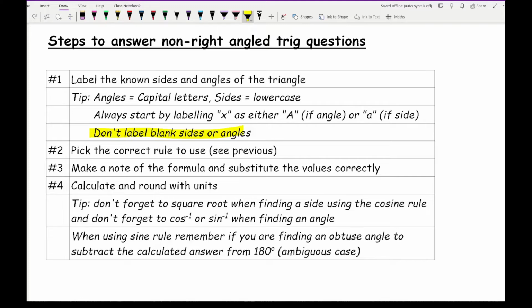And the 4th step is then to calculate and rearrange the formulas to make whatever it is you're trying to find the subject. Now, a good tip is don't forget to square root when finding the side using the cosine rule, and don't forget to inverse cos or inverse sine when you are finding an angle. Now, when using the sine rule, remember that if you're finding an obtuse angle, to subtract the calculated answer from 180, and this is what we call an ambiguous case. Again, this is more high level non-right angle trig, and we'll go through an example where we need to use that final part.